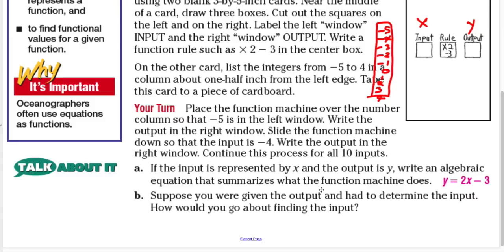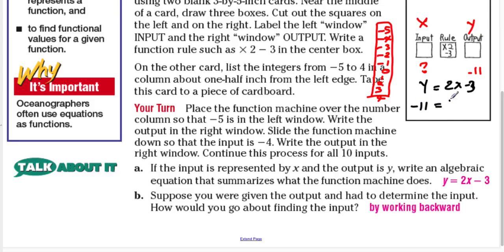Suppose you were given the output and had to determine the input, how would you go about finding the input? Obviously by working backward. So if you work backwards and you're given the output, let's say -11, and you don't know what the input is, and we know for a fact that our equation is y equals 2x minus 3, and the output is -11.